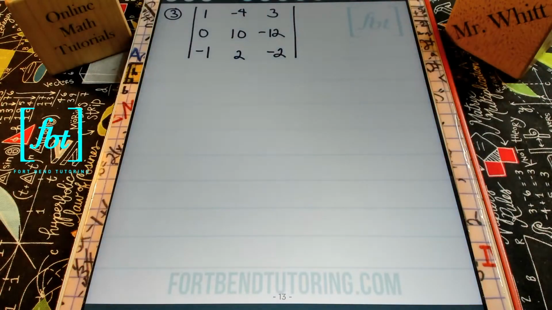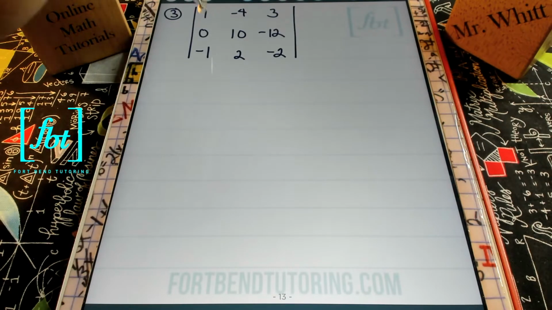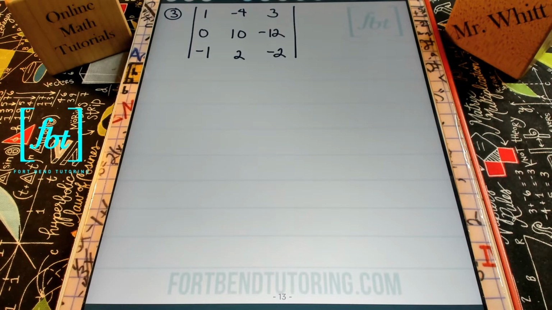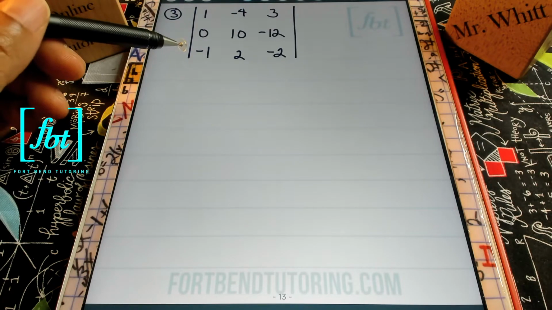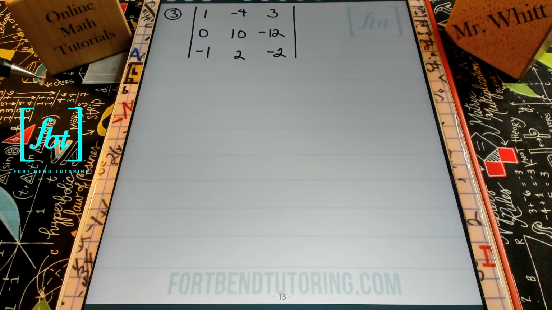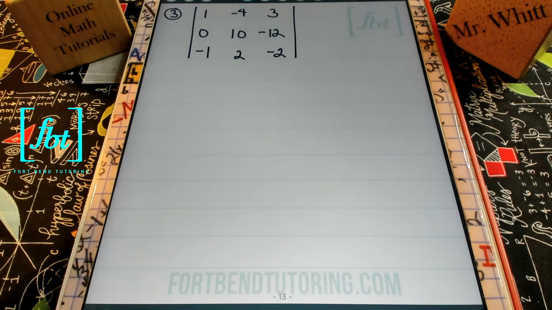So here we have problem number 3. And in problem number 3, when you have a 3x3 matrix, in order to use the multiply and subtract method, the first thing you want to do is rewrite the first 2 columns. That's right. You want to rewrite 1, 0, -1, as well as -4, 10, and 2 to the right of the matrix. And notice that they're already looking for the determinant because we have the vertical bars here. That is telling you that the operation in play is finding the determinant of the matrix.